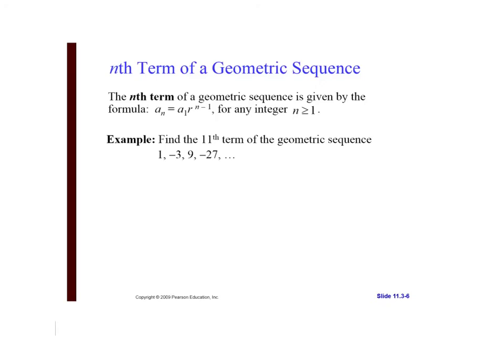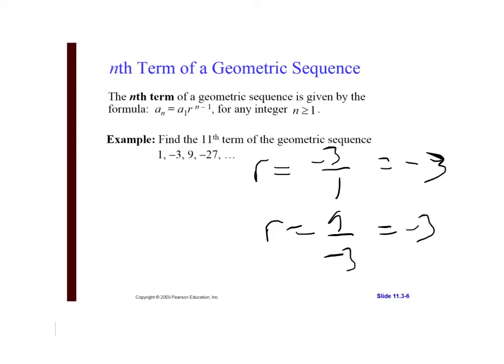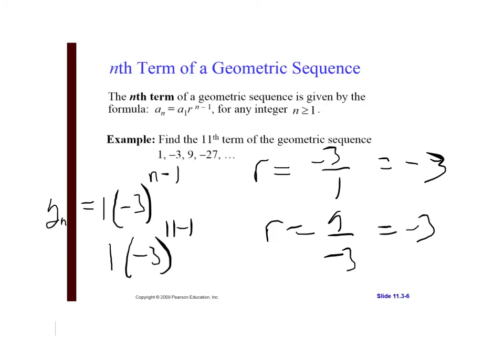So here's one the textbook authors wanted us to look at. To me it's looking like I don't know what r is, so I'm going to do negative 3 over 1 and 9 over negative 3. In both cases I get a common ratio of negative 3. Okay, so then I know they want me to find the 11th term. So my first term is 1, that common ratio is negative 3 to the n minus 1. That's my explicit formula. So if they want me to find the 11th term, 1 times negative 3 to the 11 minus 1. So 1 times negative 3 to the 10th power.